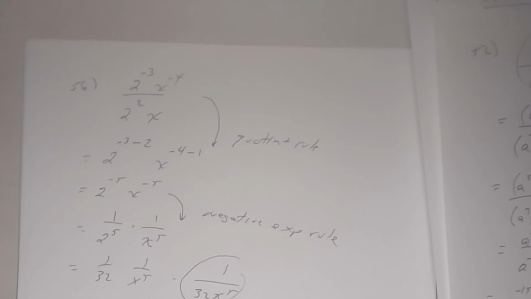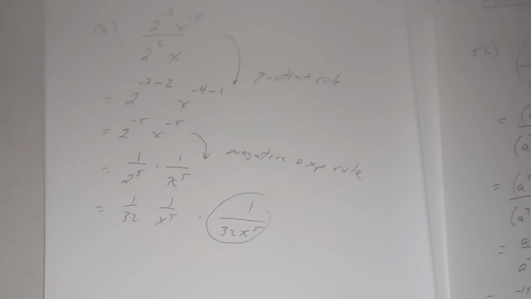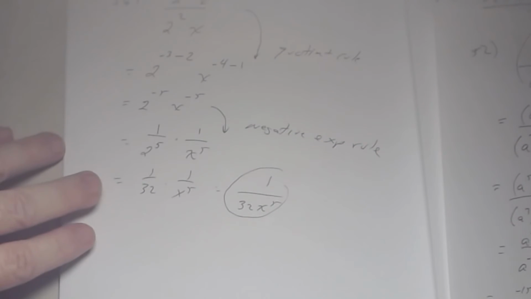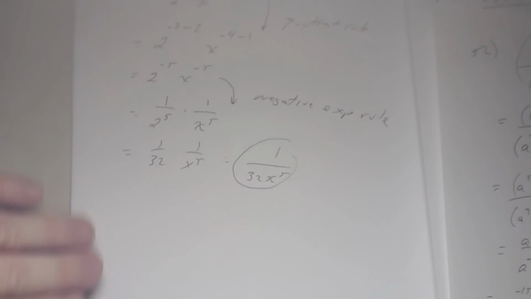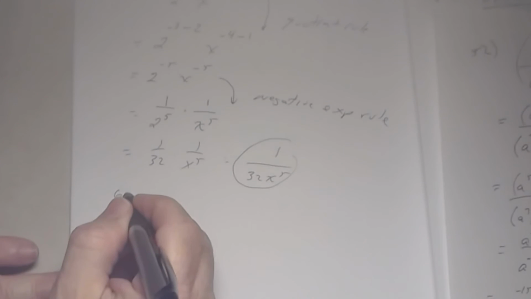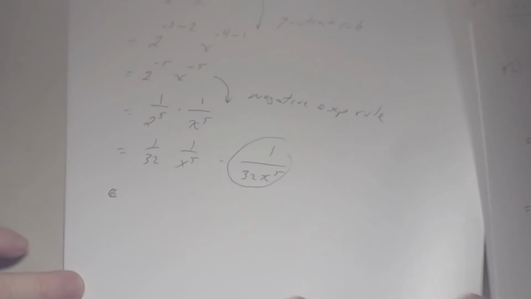All right, so that's 56. All right, 60. Oh, let's do 52. So here's 52, just to show you how else you could have done this one.